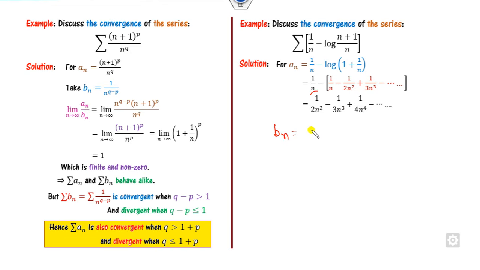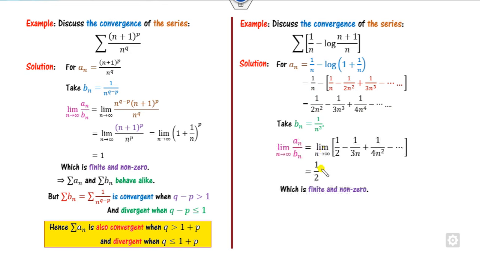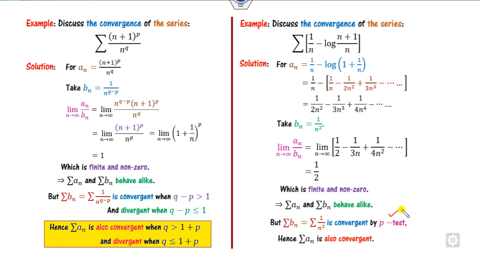So the first term is always my bn. Because it's an infinite series, you are unable to find the largest power of n. So you can take the smallest, the first term, that is 1 by n square. Now take the ratio, you will get a finite number. But this series, you can say is convergent by using the p test, because p is 2, which is greater than 1.